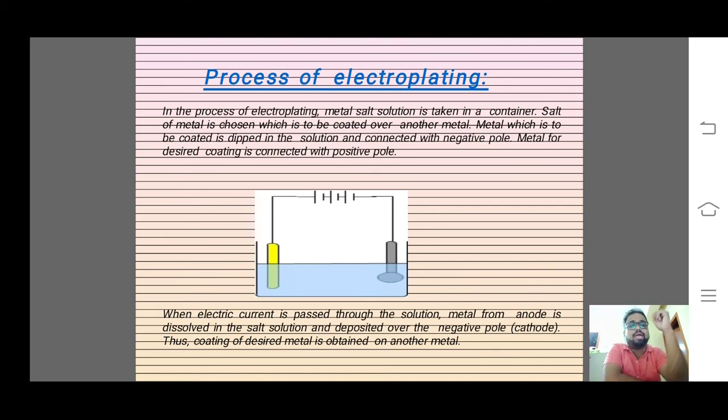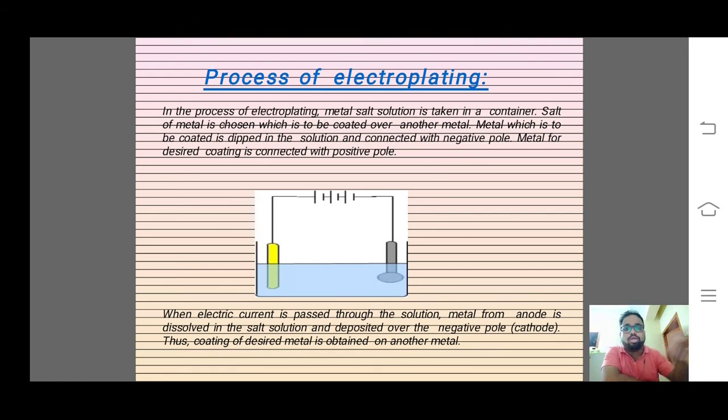So when electric current is passed through the solution, the metal from the anode dissolves in the salt solution and deposits over the cathode. So the metal which comes from the anode to the salt solution goes to the cathode. So which means I am electroplating copper with iron now. So iron I have taken as the positive. So iron ions get dissociated into the salt solution, and from the salt solution the iron ions go and get coated onto the copper one.